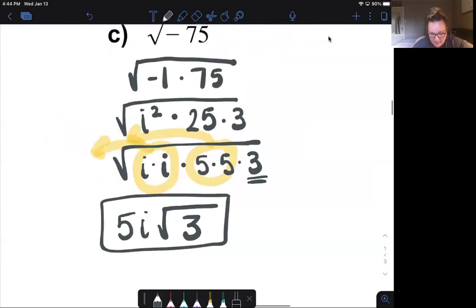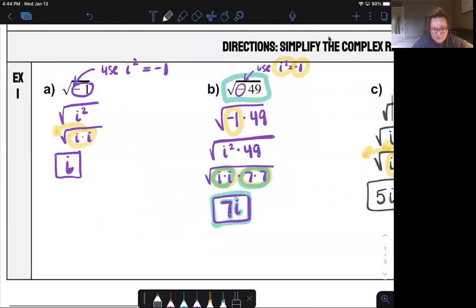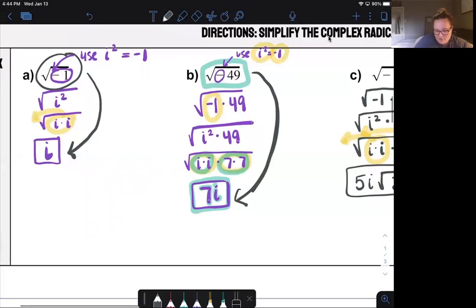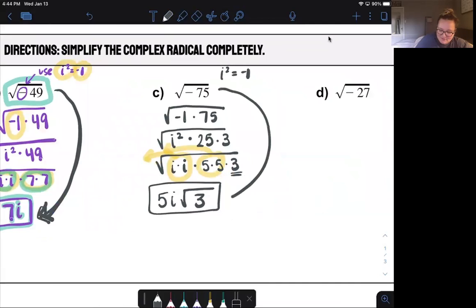And as you can see from the 3 problems we've done so far, we took the square root of a negative, but our answer is positive. We took the square root of a negative, got a positive 7i. We took the square root of a negative, and we got a positive. So when you take the square root of a negative, you don't get a negative number, you get a positive number. Just like when we take the square root of a positive number, we always got a positive number.